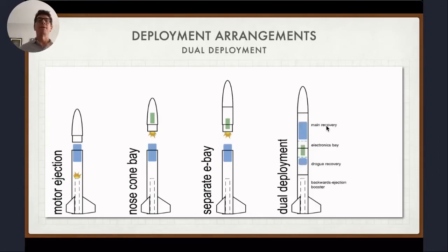Now let's get to dual deployment. This gets a little more complicated, because in dual deployment, by definition, you have two phases of recovery. You have a phase at apogee, which emits a drogue, and then a phase at a low altitude that emits the main. So this means you need two different sized parachutes or streamers, and usually two different bays to contain them. We'll talk at the end about other arrangements, but this is kind of the canonical way to do it.